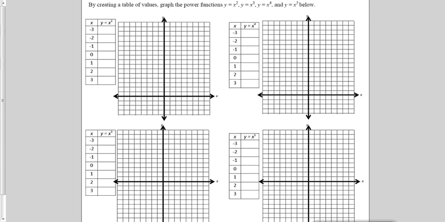We want to look at graphing some power functions. We're going to graph y equals x squared, y equals x cubed, y equals x to the fourth, and y equals x to the fifth. This is a new group of parent functions. X squared we've been graphing for a while. That's called a quadratic function. Y equals x cubed we have not graphed before, but that's called a cubic function. Y equals x to the fourth is a quartic function, quarter like 4. And y equals x to the fifth is a quintic function, where the prefix quint means 5.